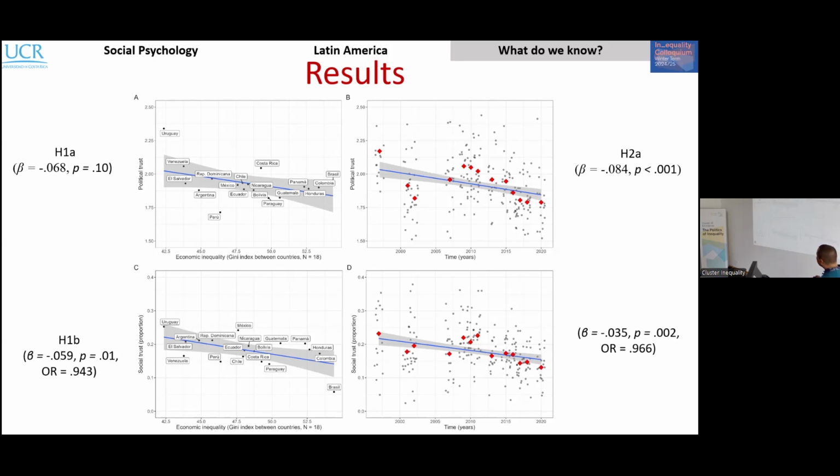And we found the same with social trust. Looking just at the average across countries, we have a pattern: the more inequality, the less social trust, and with more inequality over time, less social trust in Latin America. So objective inequality plays a role in trust in the region.